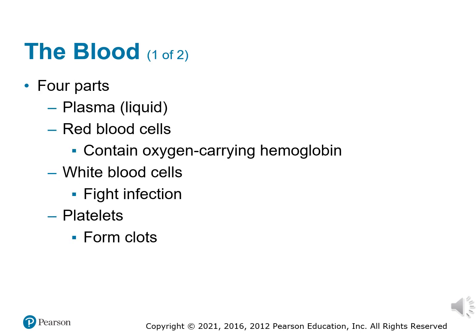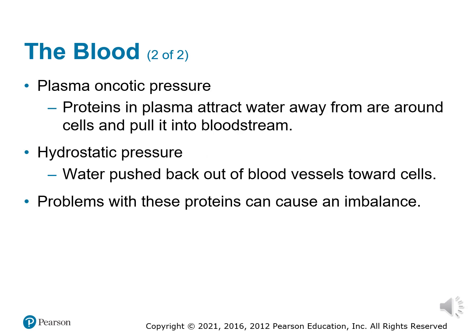So next on to the blood. There are 4 parts: the plasma, which is the liquid, the red blood cells that contain the oxygen-carrying hemoglobin, the white blood cells that fight infections, and the platelets that form the clots. Plasma oncotic pressure is when the proteins in plasma attract water from around cells and pull it back into the bloodstream. Hydrostatic pressure is where water is pushed back out of the blood vessels toward the cells. Problems with these proteins can cause a very big imbalance.